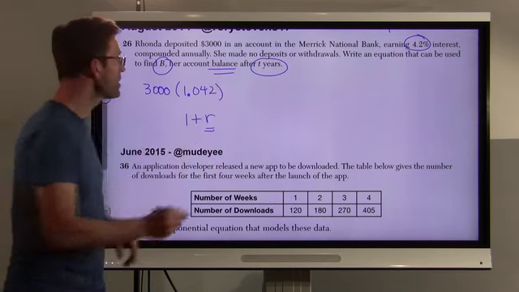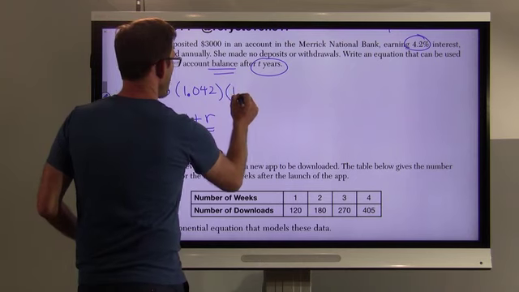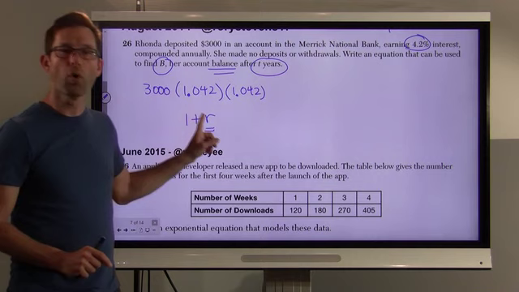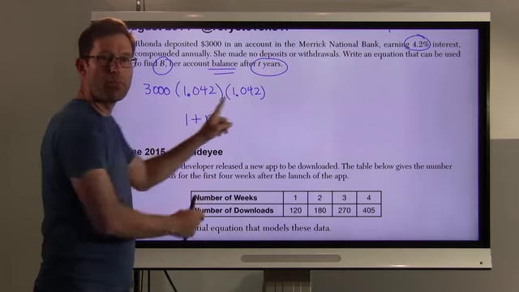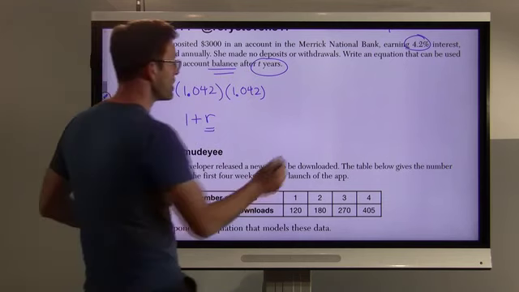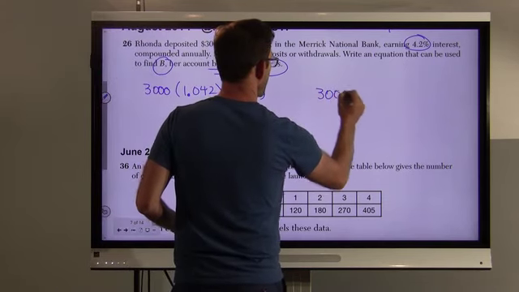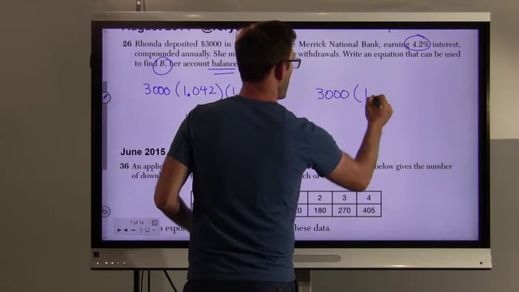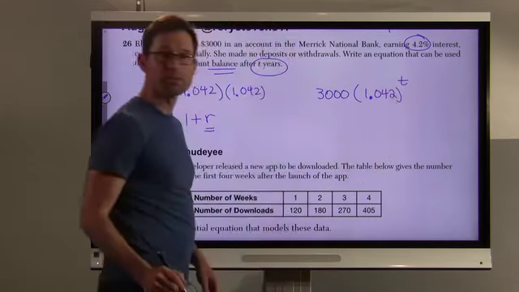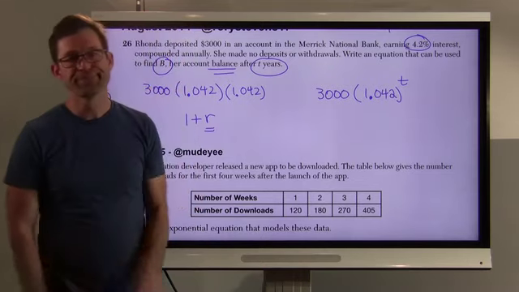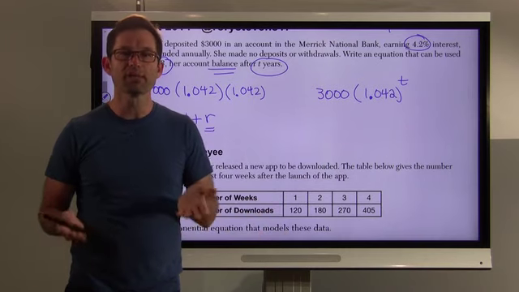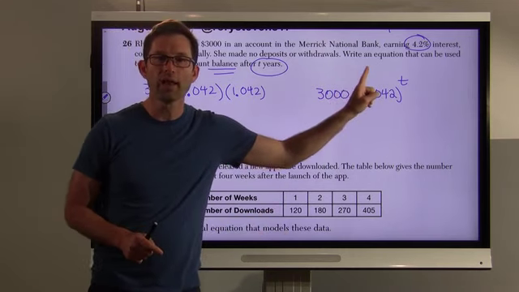After 2 years, I would get to multiply by 1.042 again. Every year, I get to multiply what I had the previous year by 1.042. So after t years, what's happened is I've gotten to multiply the 3,000 by 1.042 t times. Now, you've got to be careful, because that's essentially the answer, but you'd probably lose a point because it's not an equation, and this thing says, write an equation.